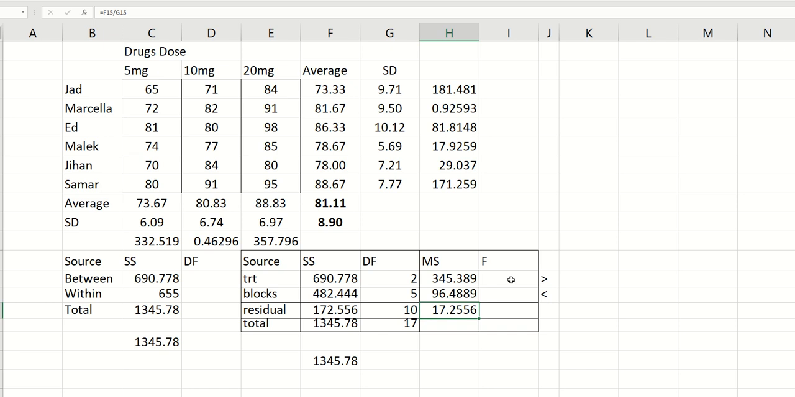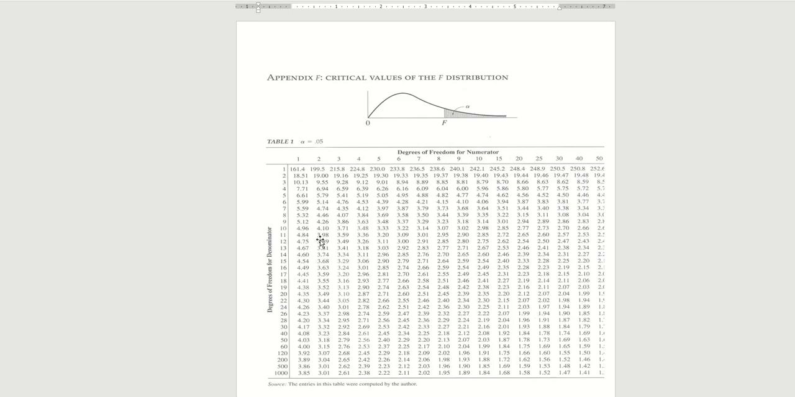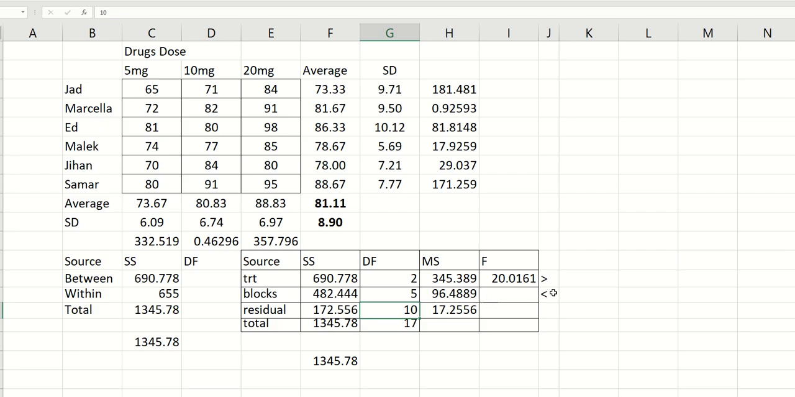And for the F that we are interested in, we're going to take the mean sum of squares treatment and divide by the residual. And this is our F calculated, or F observed. This needs to be compared to the F critical. F critical, we get it from the table for degrees of freedom 2 for the numerator, 10 for the denominator, that's 4.1. So this is my F calculated, and 4.1 is my F critical.